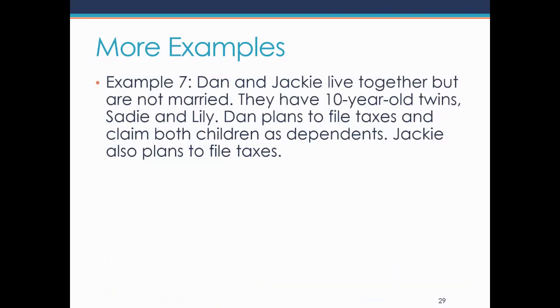All right, here's our last example. Example 7. Dan and Jackie live together but are not married. They have 10-year-old twins, Sadie and Lily. Dan plans to file taxes and claim both of the kids as his dependents. Jackie also plans to file taxes. I'm going to give you a bit to look at your handout, see if you can identify Dan's household size, Jackie's household size, and the children's household size. So go ahead and take a few minutes to jot down your answers, and then we'll look at the answers together.